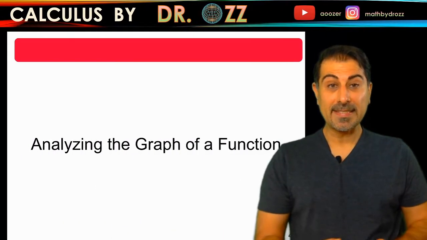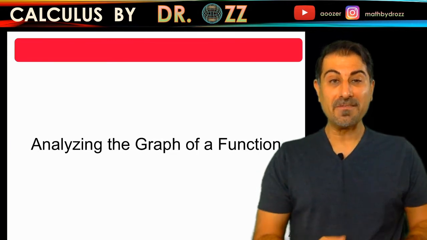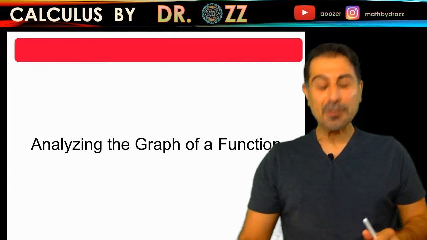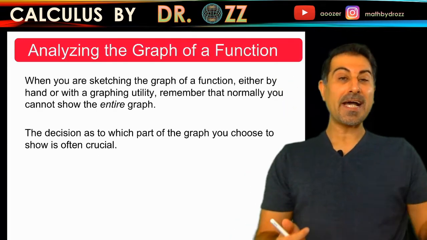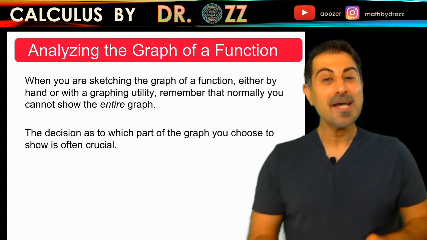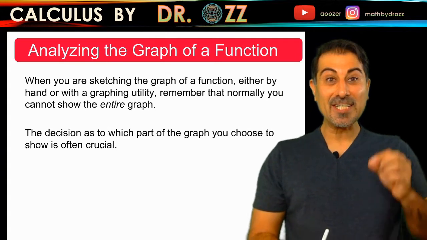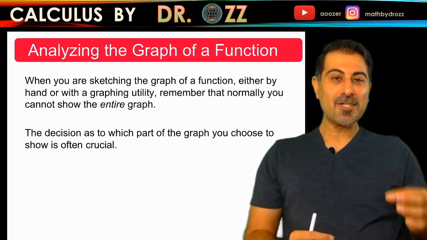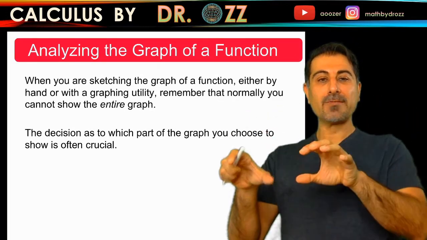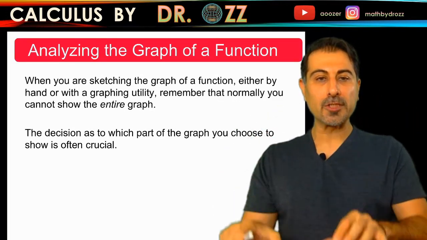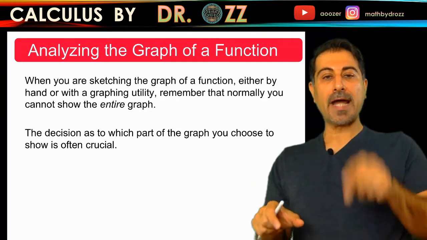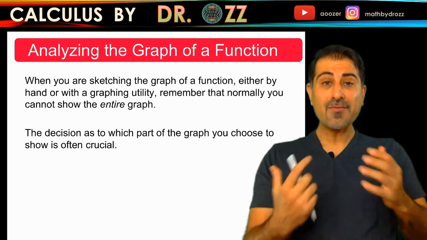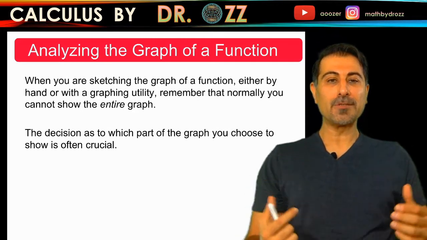The truth is that once the expression of a function is provided to you, you can go ahead and simply punch that into a graphing utility, and that could be a calculator or a software. But you will realize that there is no way to graph the entire function. So the decision is up to you. What part of the graph is the most crucial that you should tell the graphing utility to show to you? So how do you analyze that? How do you figure this out?